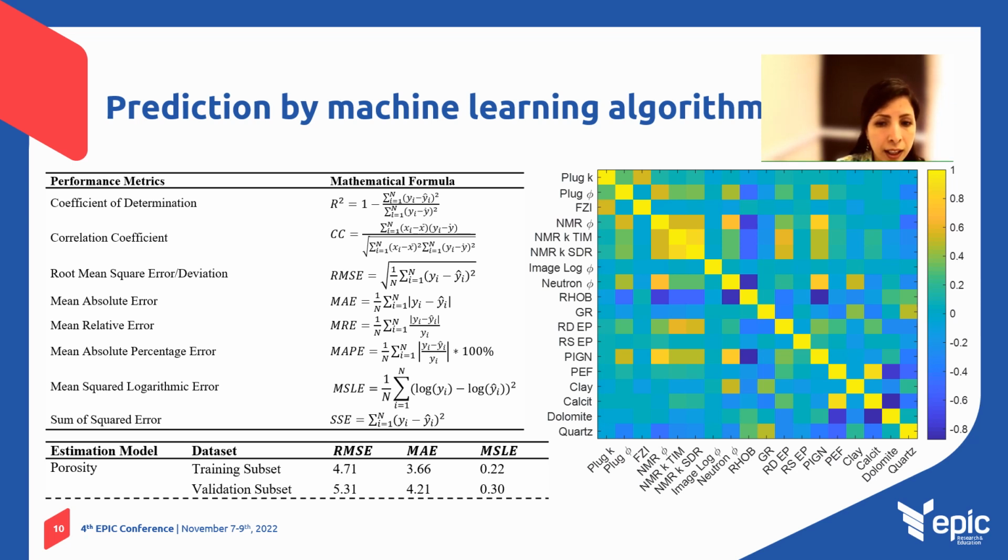You can see the error formula that we used in our study, and also the error for our porosity prediction. You can see the error for training and validation sets. In our case, 90% of the data of our two wells were selected to train the network, and 10% were used for validation and testing of our model.